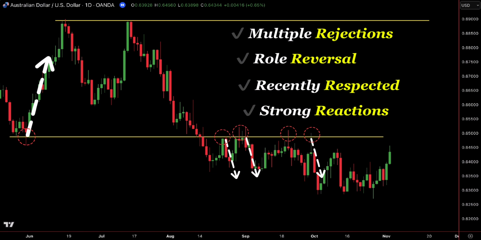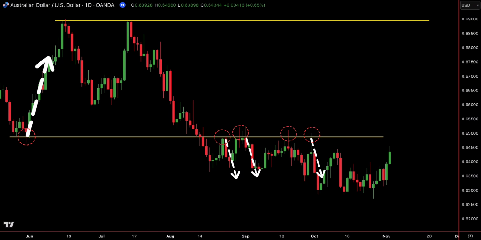Every touch was followed by an explosive move away. This confirms institutional activity around that zone. Easy to identify. It's clean, simple, and obvious. The type of level most traders react to. This makes it a high probability area for future trades.